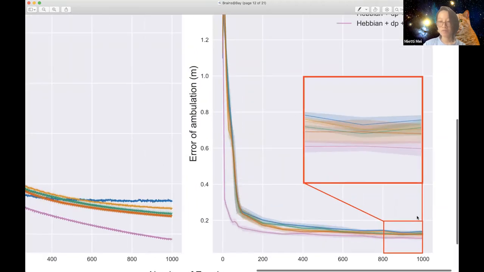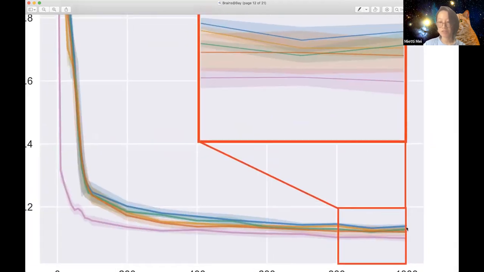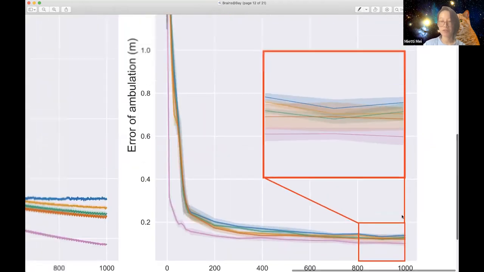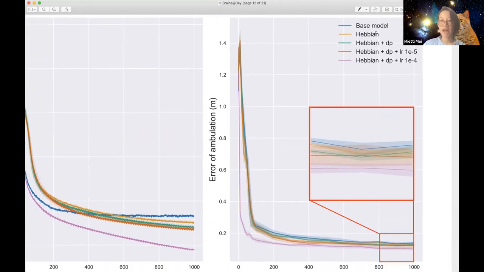By the end, we can see the error of ambulation across these five versions. It's really hard to see the difference here, but there is actually a numerical difference across the five versions, and we have seen continuous improvement by adding all these modern components.